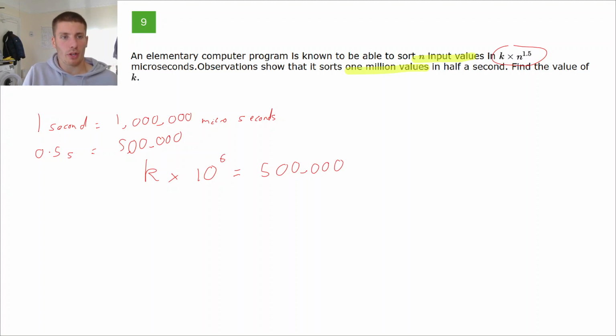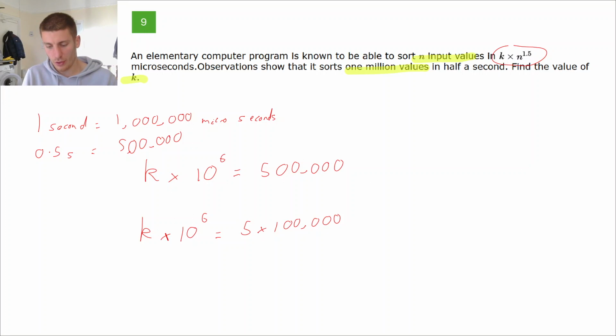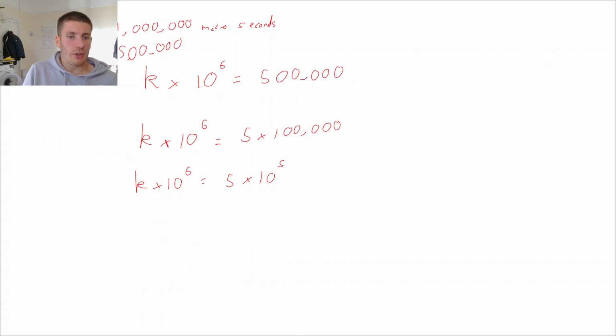We've got to find the value of k. So we can write this as k times 10 to the power 6 equals 5 times 100,000, because 100,000 is equal to 10 to the power of 5. I'm pretty sure it is. 10 to the 5, good. So k times 10 to the 6 is equal to 5 times 10 to the power of 5. I'm trying to find k here. What can I do? Let's divide both sides by 10 to the power of 6.